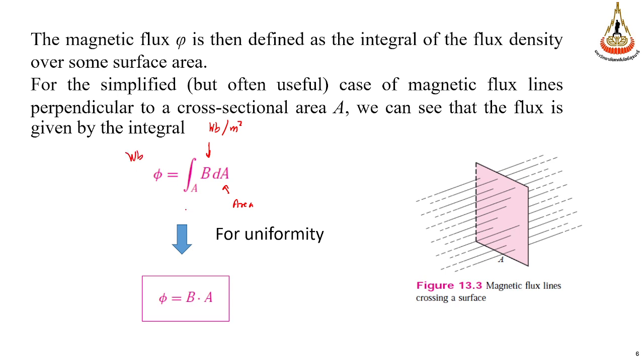Or if we have uniformity of the magnetic flux, the magnetic flux is equal to B into A, right? B is flux per area. Total flux would be the flux per area multiplied by the area, if this is uniform. If it's non-uniform, you need to do integration, okay? Just as a symbol for the physics of magnetic theory.